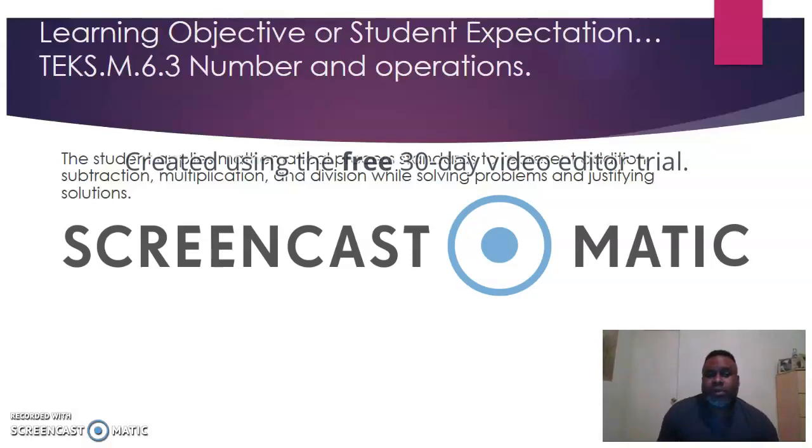So what we're going to do is unpack a math expectation or learning objective, or TEK. The one that we've decided to pick was Texas TEKS math level 6, 6.3, number and operation. What's going to happen here is the student is going to learn to apply mathematical process standards to represent addition, subtraction, multiplication, and division while solving problems and justifying solutions. Remember, what we're trying to do here is always going to be the product over the process.